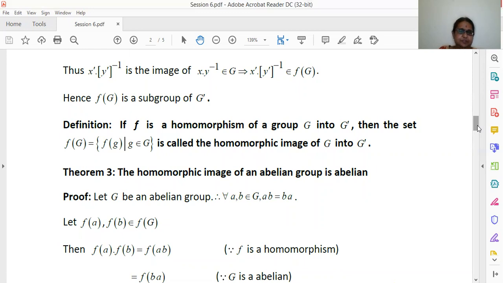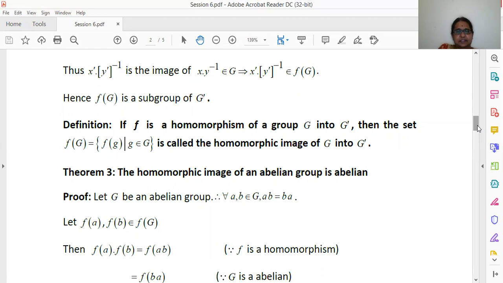Now we shall come to the third property, to prove that the homomorphic image of an abelian group is abelian. So here for the homomorphic image, that is f of G, we have to show that it is abelian. So if G is abelian, we have to show that f of G is also abelian in this theorem.